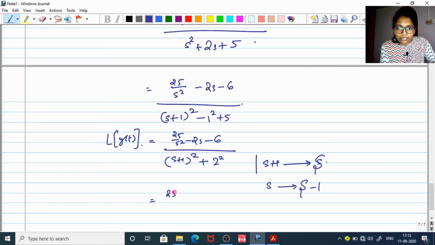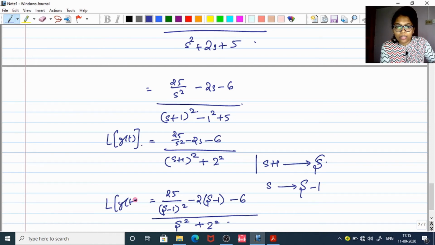So you have 25 by, here you have small letter s. Small letter s is capital S minus 1. So it is s minus 1 whole square minus 2 into again small letter s, that is capital S minus 1, minus 6, whole divided by s plus 1, which is capital S, that is capital S square plus 2 square. Here comes your L of y of t.